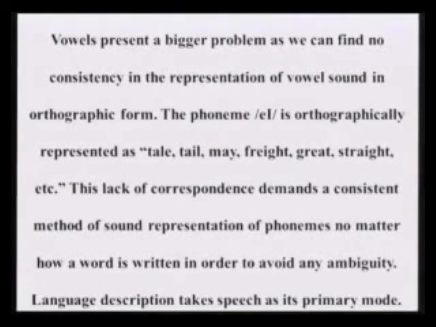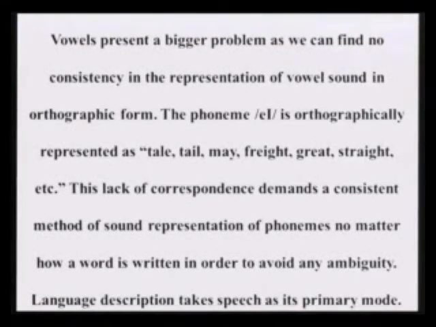Vowels represent a bigger problem as we can find no consistency. Consistent يعني تناسق in the representation of vowel sound in orthographic form. يعني المشكلة أكبر في الvowels. The phoneme A is orthographically represented as tail. بص بقى، A في tail، بص بتتكتب ازاي؟ A-L-E tail T-A-I-L.